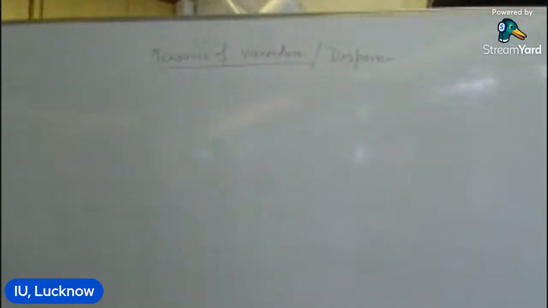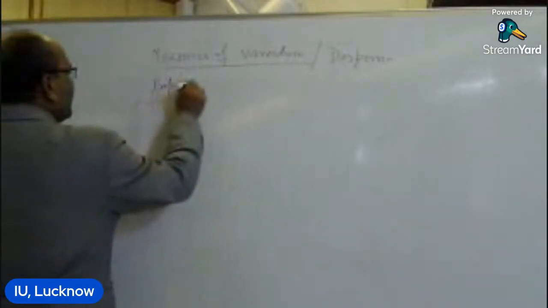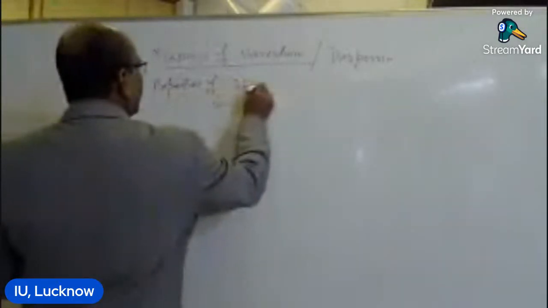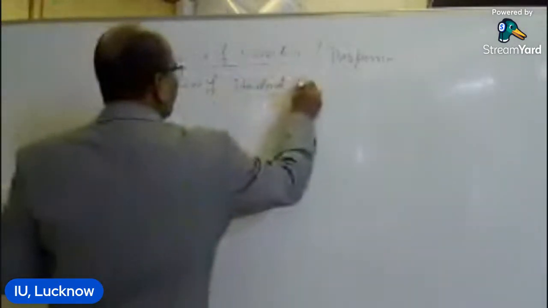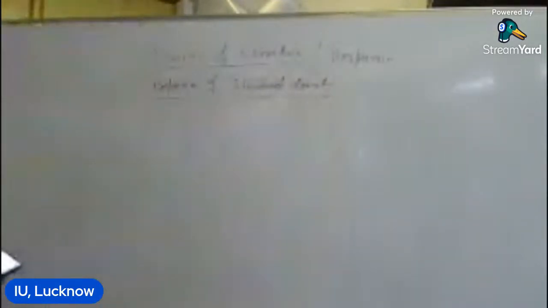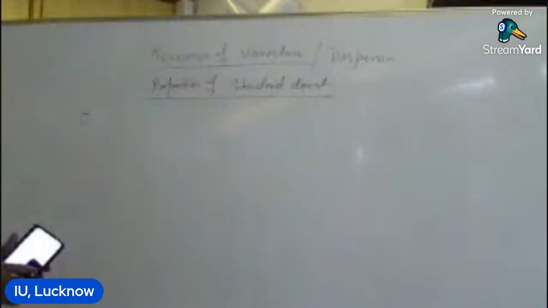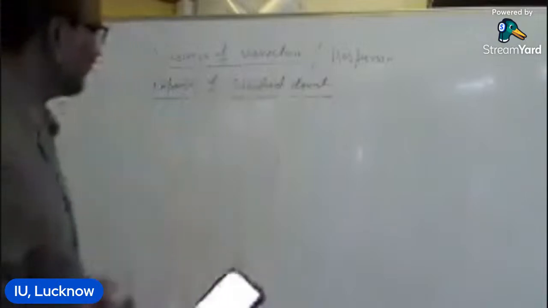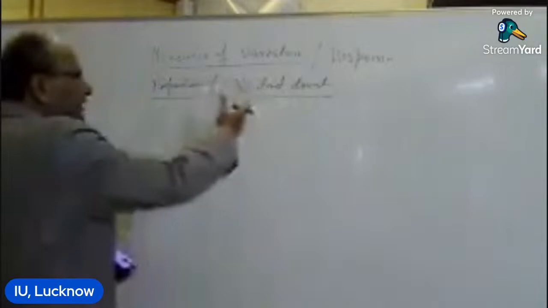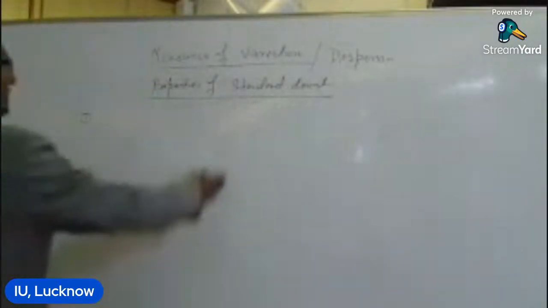Now, some properties of standard deviation. Properties of standard deviation. The properties of standard deviation and variance are the same. So any property which is applicable for standard deviation can also be applicable for variance. So here we have taken only standard deviation.